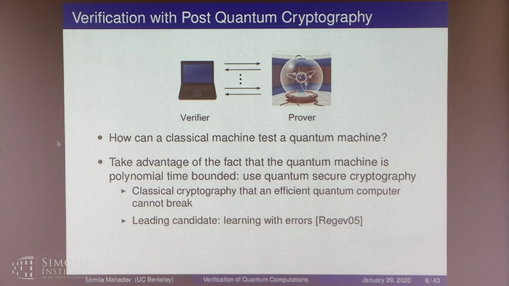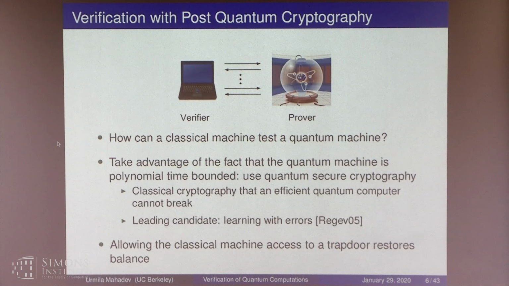So far all I've said is that there's a power imbalance between the classical verifier and the quantum prover, and we can address the power imbalance by upper bounding the power of the quantum prover. Unfortunately, this isn't enough because the classical verifier is still much weaker than the quantum prover. So to address the remaining imbalance, we can allow the classical machine access to a trapdoor, which can restore the balance in some sense. By giving the classical machine access to a trapdoor, maybe the verifier can compute something that even the quantum prover cannot. And this added power turns out to be enough to allow the verifier to verify quantum computations.